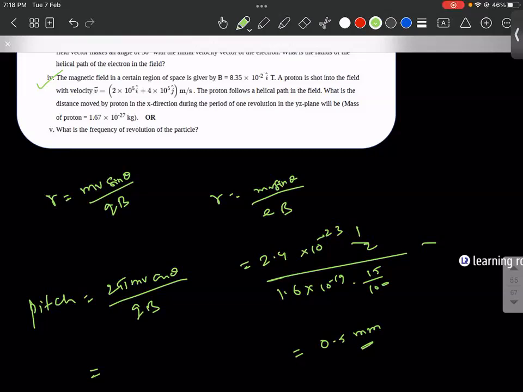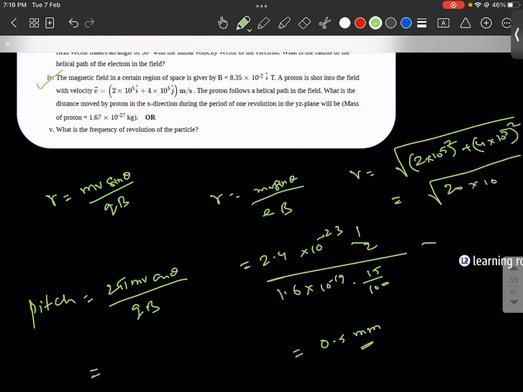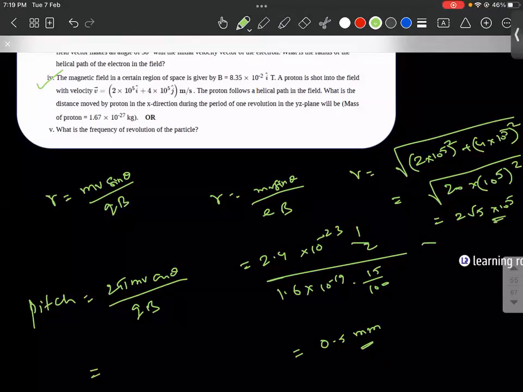Right. So what is going to be the speed of the particle? Speed, you will calculate it as root of (2 into 10 power 5) the whole square plus (4 into 10 power 5) the whole square. So root of 4 plus 16, root 20 into 10 power 5. Root 20 will be 2 root 5. So 2 root 5 into 10 power 5 is going to be the value of speed.